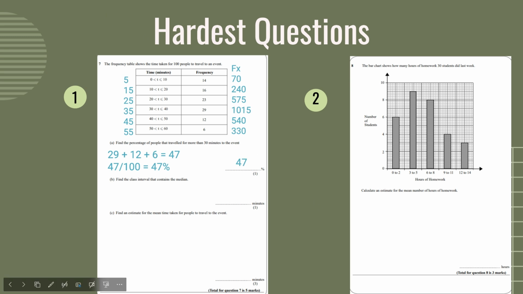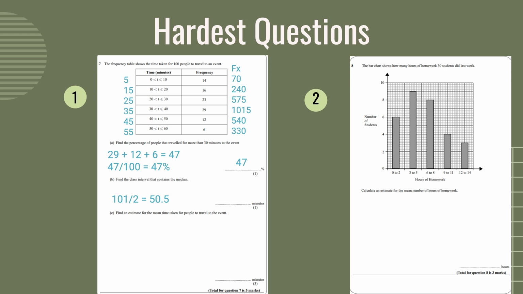So, in part B of the question, we are asked to find the class interval that contains the median. So first we use the equation for the median of n plus 1 divided by 2. And n is our total frequency, and we're told that in the question, which equals 100. So we do 100 plus 1 divided by 2 equals 50.5. Now, we need to find which class interval 50.5 will lie in.